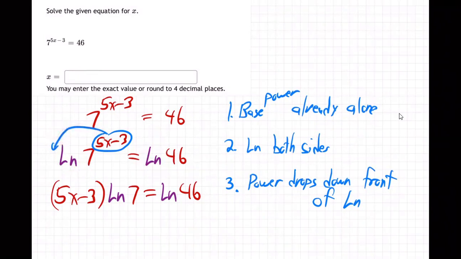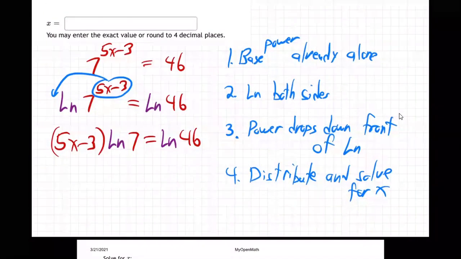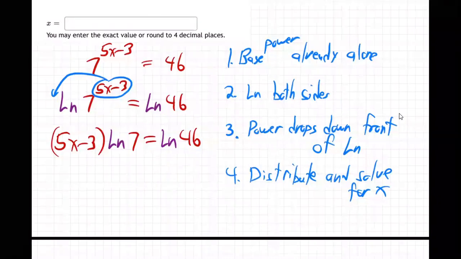Now what are we going to do? Well, now on step 4, distribute and solve for x. So this ln 7 is going to distribute to both of those, right? Like anything does up against parentheses, it's got to distribute. Now you might wonder, where did the parentheses come from? There were no parentheses in the 5x minus 3.